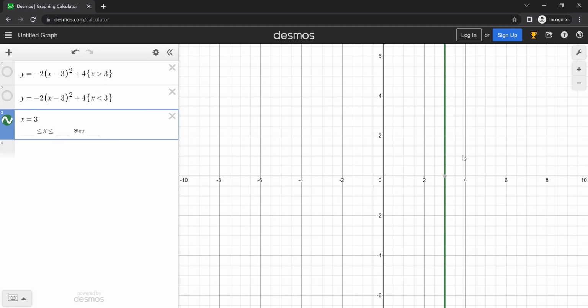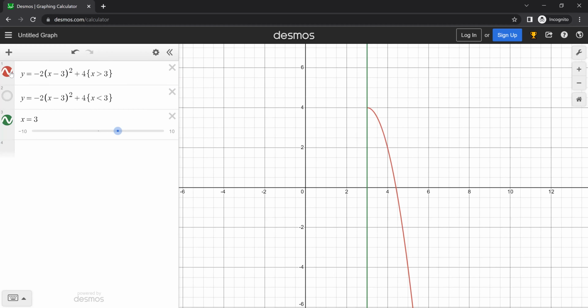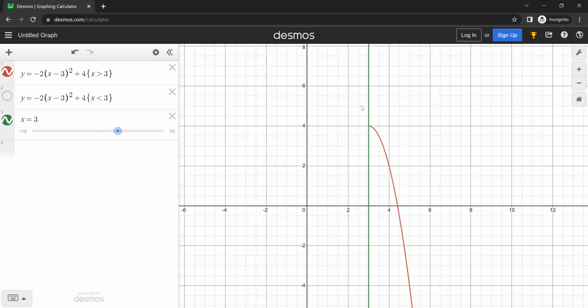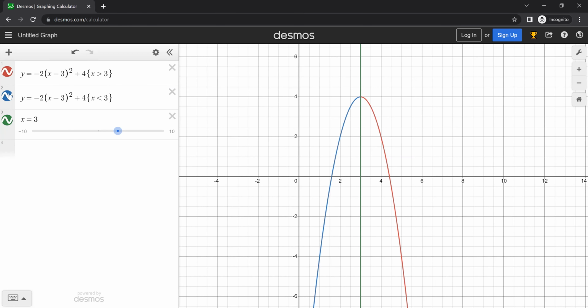Okay, so if you're seeing my screen, you're seeing this graph here. Here is the right side of the graph, this red line, and now I'm going to graph the left side. Do you see how the graph is almost mirrored over that green line? The left looks like the right. Yes. That is the line of symmetry.